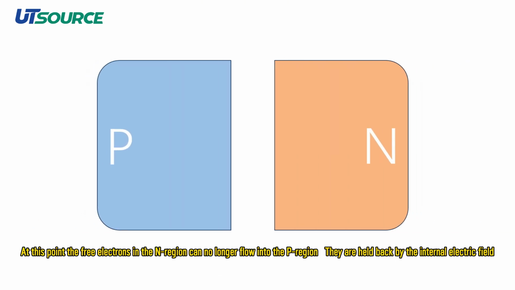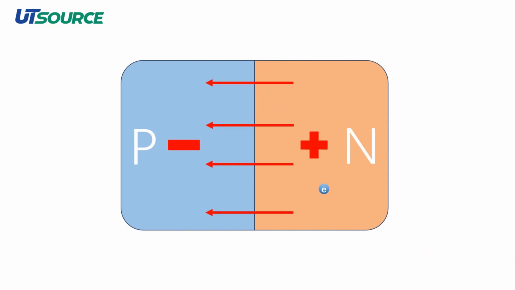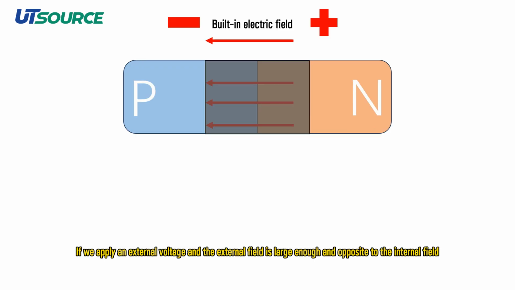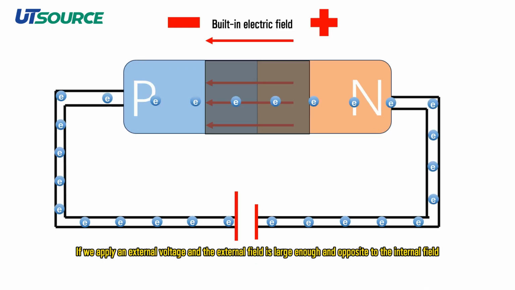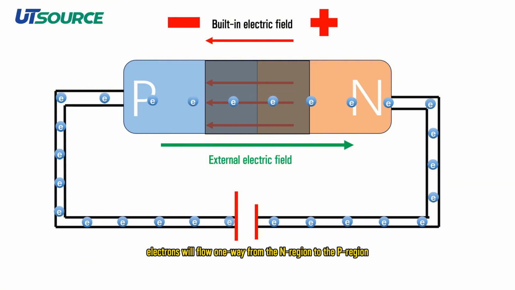At this point, the free electrons in the N region can no longer flow into the P region. They are held back by the internal electric field. If we apply an external voltage and the external field is large enough and opposite to the internal field, electrons will flow one way from the N region to the P region.